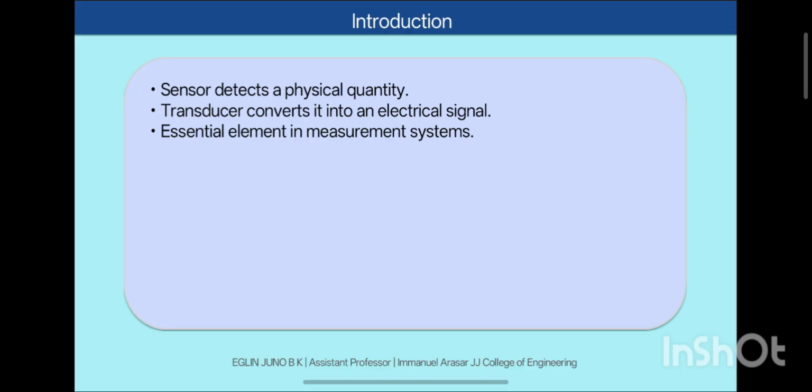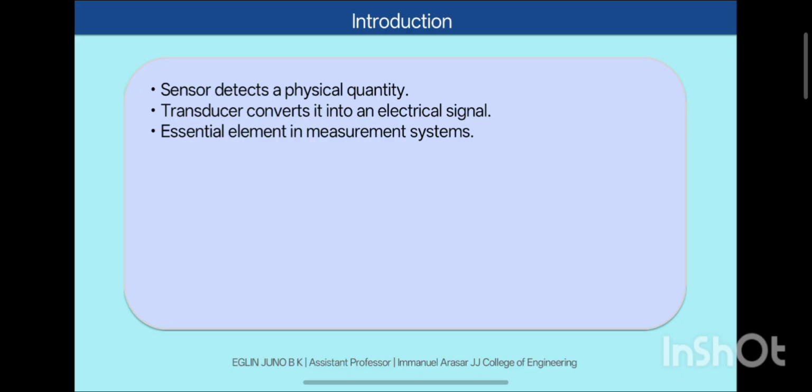Transducers help us to improve accuracy, reduce human error, enable continuous monitoring, store patient data and trigger alarms during emergencies. Imagine an ICU without transducers. Doctors would not be able to monitor heart rate, oxygen level, blood pressure or respiration continuously. That's why transducers are called the heart of biomedical instrumentation.